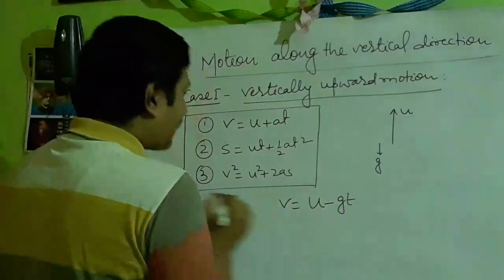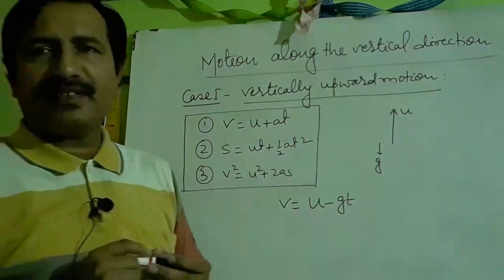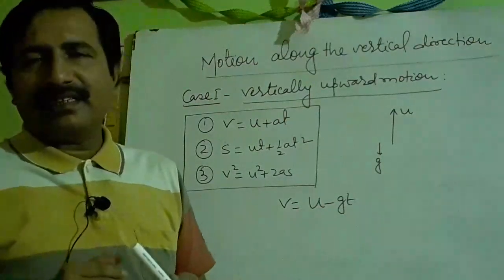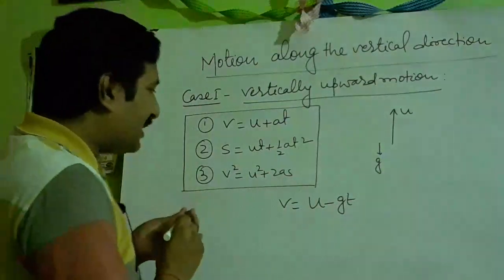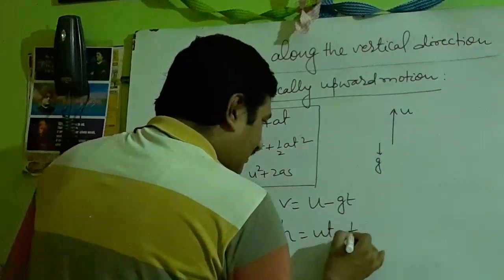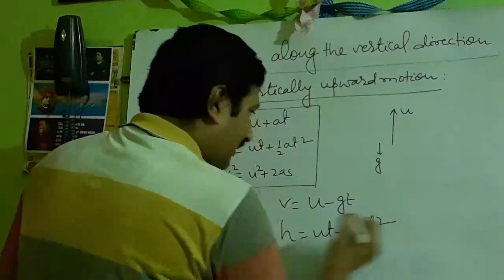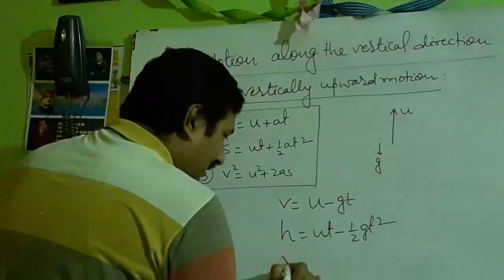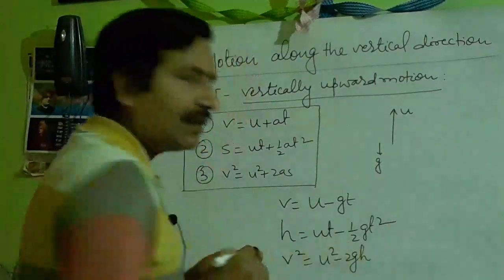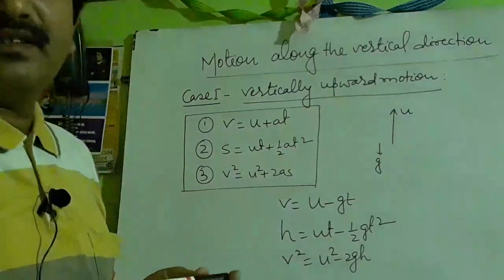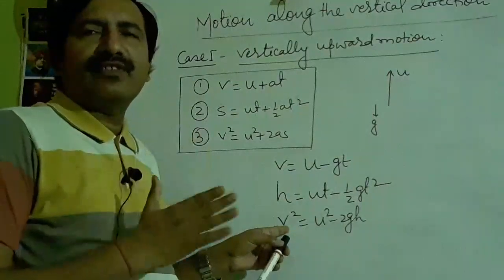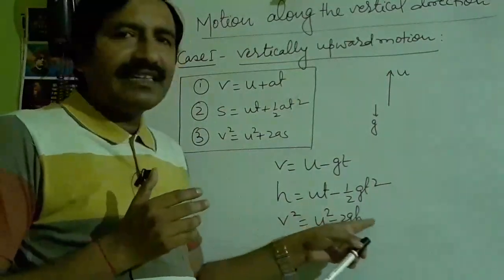Second equation is s is equal to ut plus half at square. Here we are talking about the height attained by the particle in time t. So this s will be replaced by h is equal to ut minus half gt squared. Then v square is equal to u square minus 2gh. This is the expression for final velocity attained by the particle at height h.